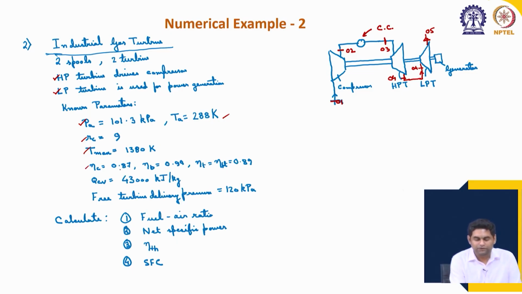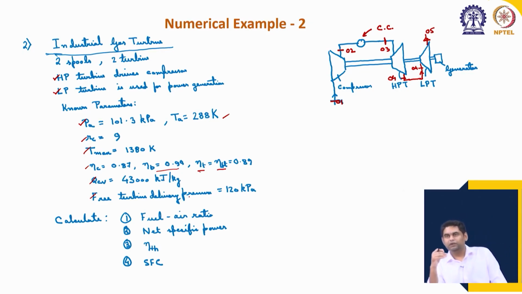Then we have isentropic efficiency of the compressor given as 0.87. Then for both the turbines we have the same isentropic efficiency of 0.89. Because these are two different turbines, we could have had two different efficiencies depending on the manufacturing. Combustion efficiency is 99%. Calorific value of the fuel is 43,000 kilojoule per kg, and it is also given that the free turbine delivery pressure, so the exhaust gas pressure, is not atmospheric, it exhausts at a slightly higher pressure, which is equal to 120 kPa.